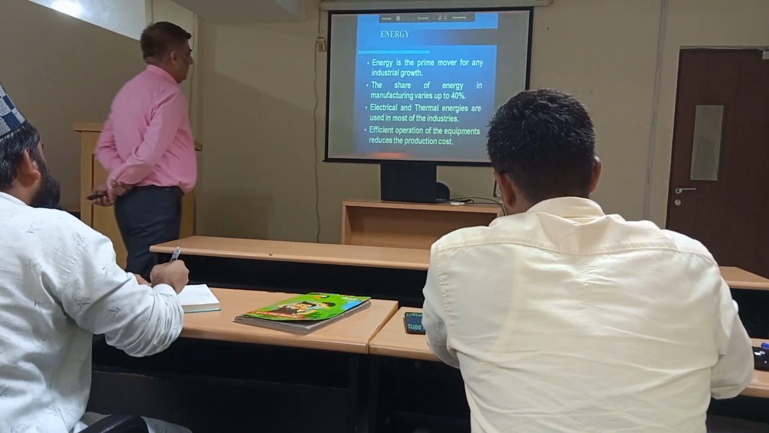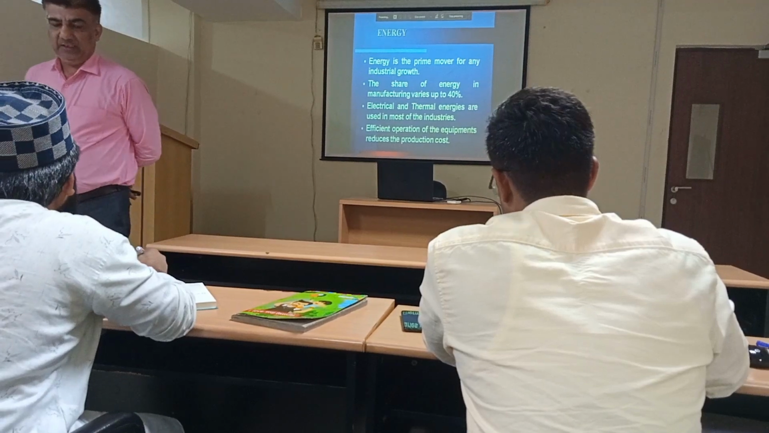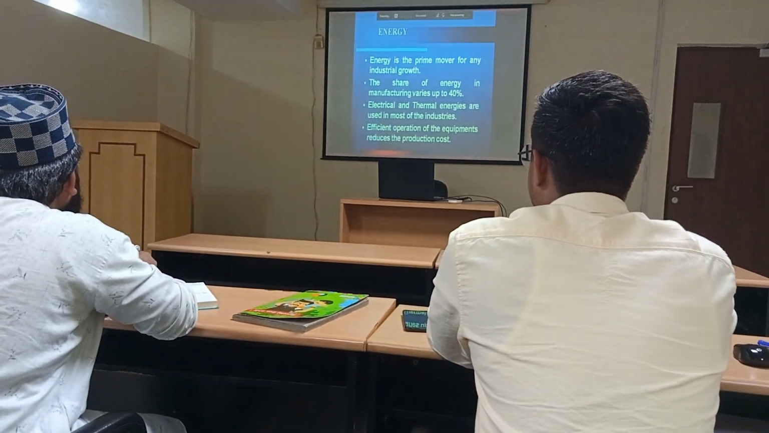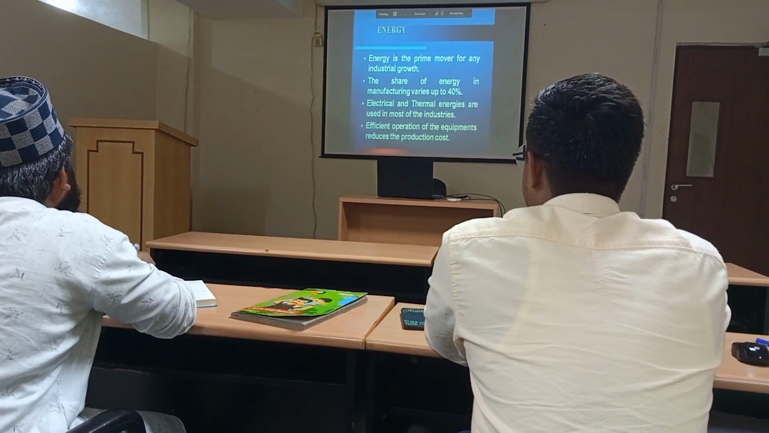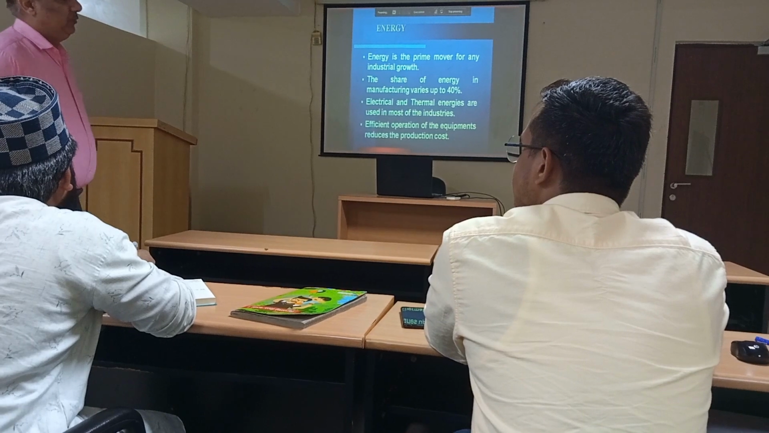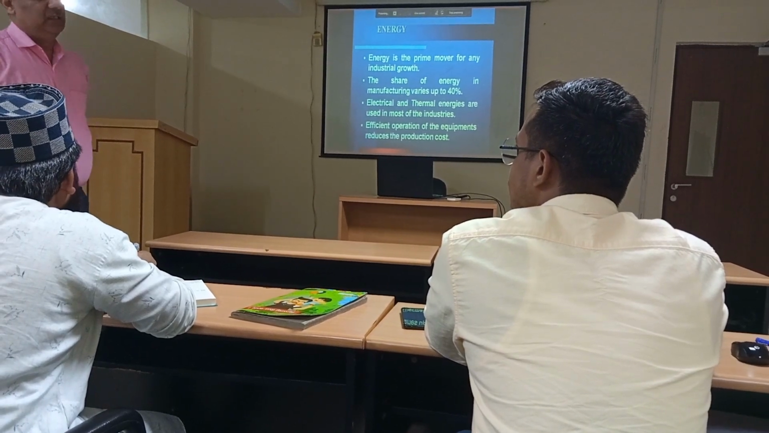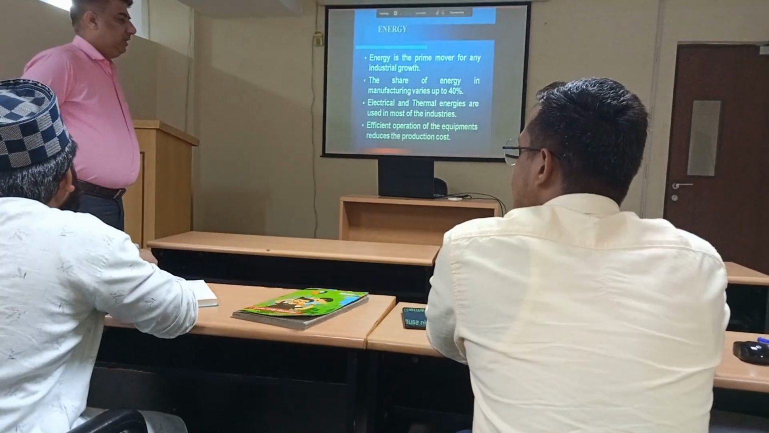Then efficient operation of the equipment reduces the production cost. If you use the equipment properly and they are efficient, their maintenance is done time to time, then this will reduce the production cost of the generation, or we can say the production cost of the raw material. That means optimum utilization will come in the picture when the cost is involved.